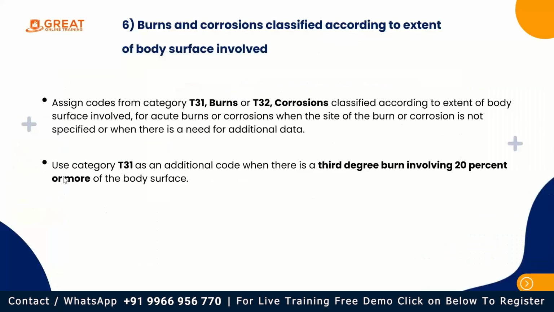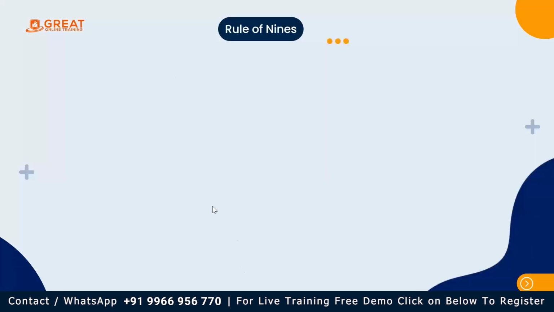No, I got it. Use category T31 as an additional code when there is a third degree burn involving 20% or more of the body surface. We just saw codes for extent of body surface involved, right? It is divided as total body surface and then again some percent of third degree burn. So if a third degree burn involves 20% or more of body surface, in that case you have to use an additional code from category T31 along with the normal burn codes.